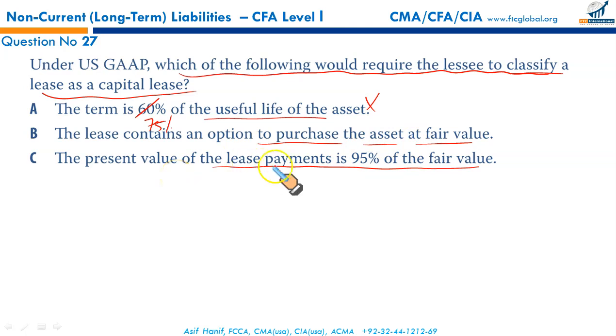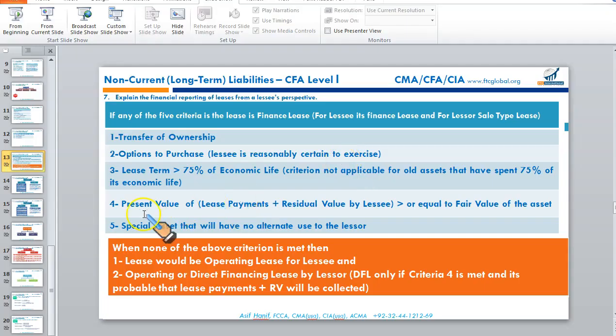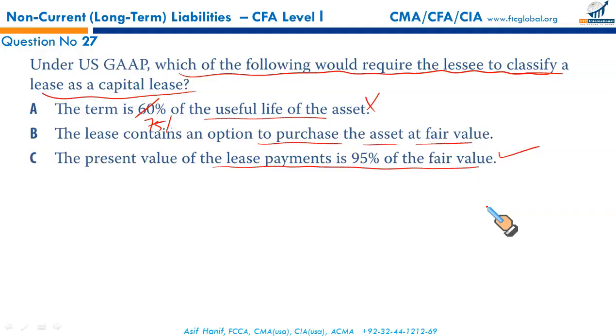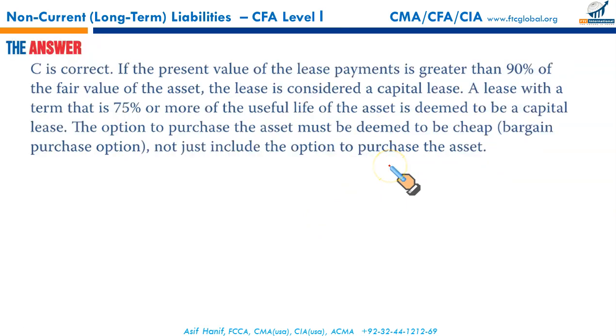The present value of the lease payment is 95% of the fair value. Under the new standard, the terminology is a little different. The present value of the lease payment plus residual value is greater than or equal to the fair value. This is the new standard, but under the old standard, the threshold was 90%. So the present value of the lease payment had to be greater than 90% under the old standard. The newer one requires a stringent criteria. So under the old criteria, C is the right answer.